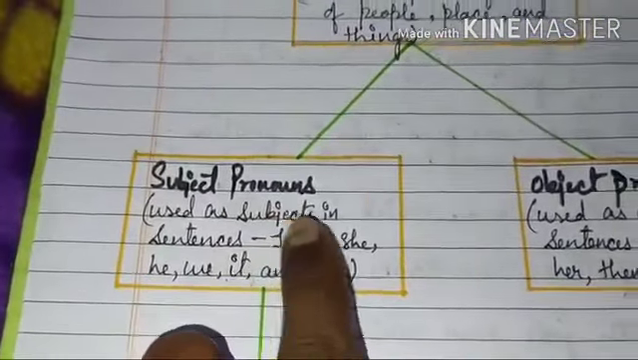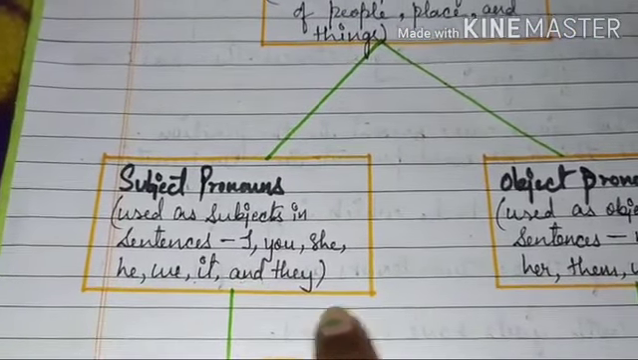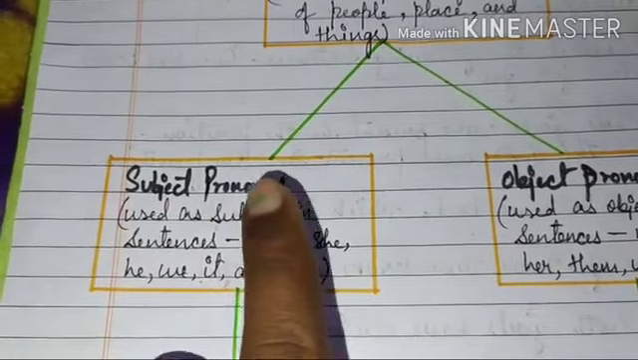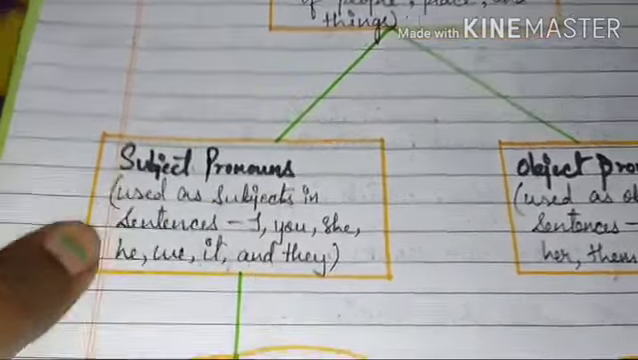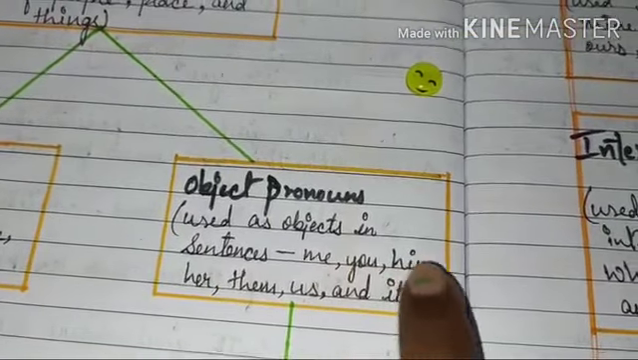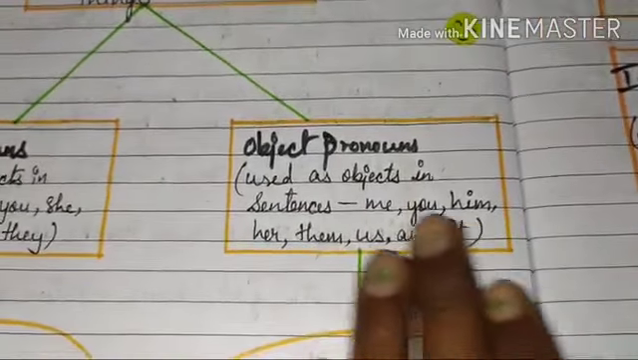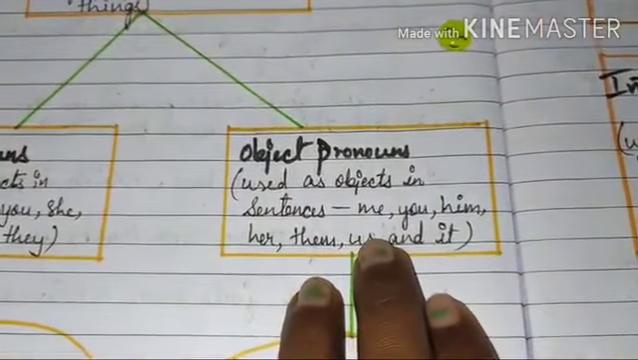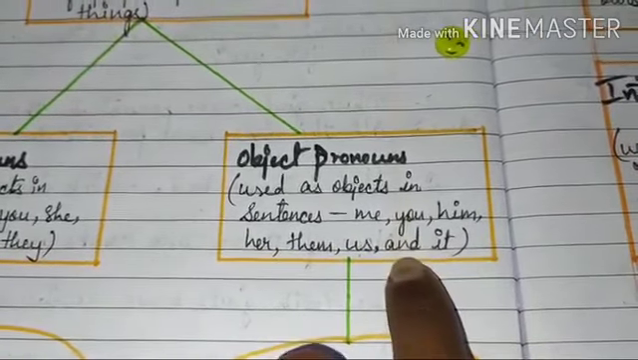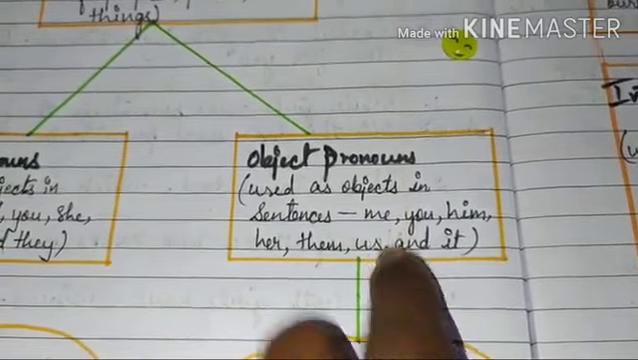Now see, I, you, she, he, we, it and they. Whenever these are used in a sentence, they are said to be subject pronouns. On the other hand, me, you, him, her, them, us and it. When these are used in any sentence, they are considered as object pronouns.